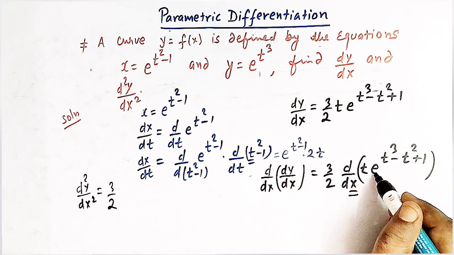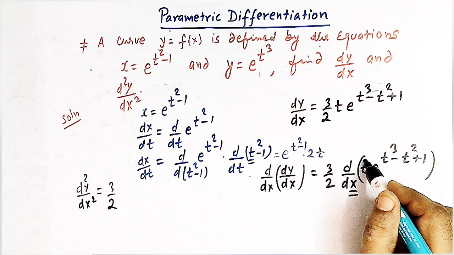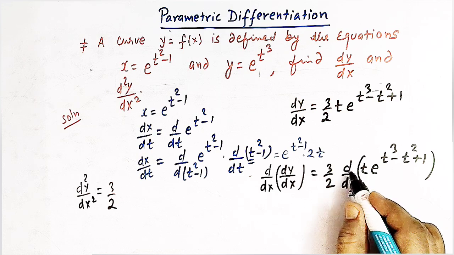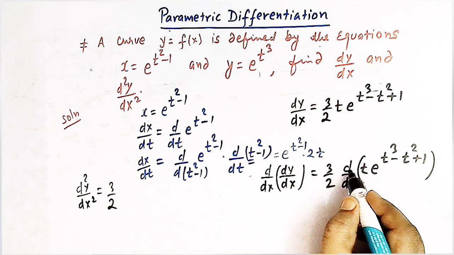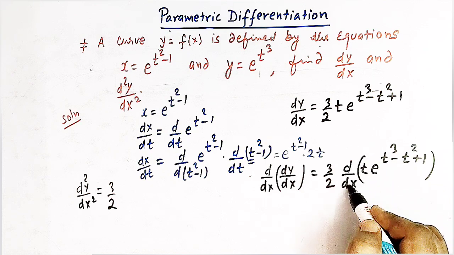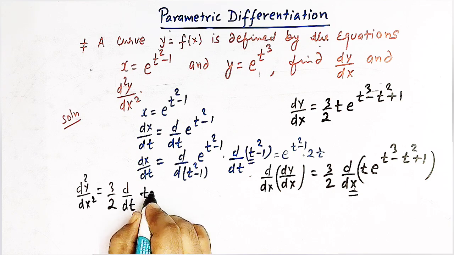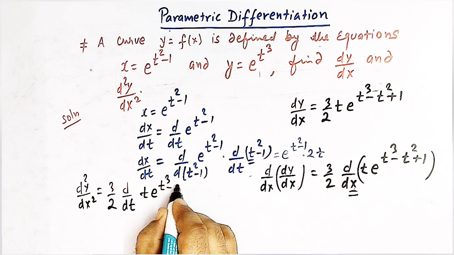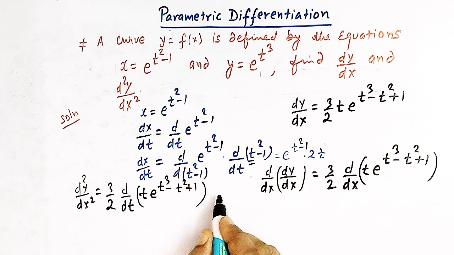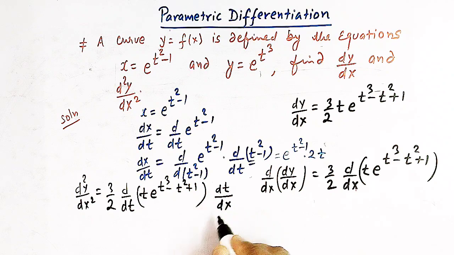That is t e raised to t cube minus t square plus 1. And here we have to differentiate this function of t with respect to x. So what we will do, we will make use of the chain rule. First we'll differentiate this function with respect to t. So here I will write d by dt of t e raised to t cube minus t square plus 1. And then we differentiate dt, that is t, with respect to x, right?